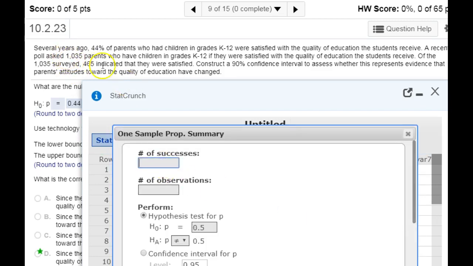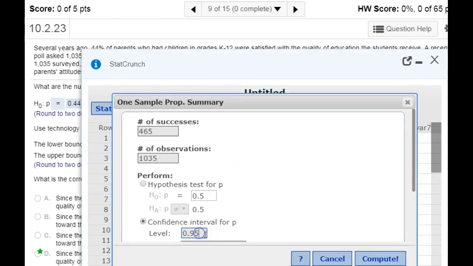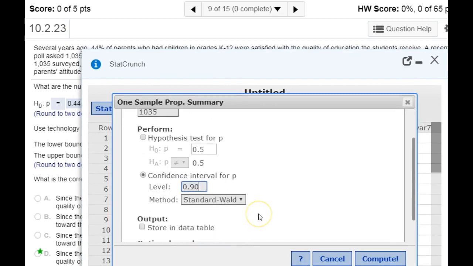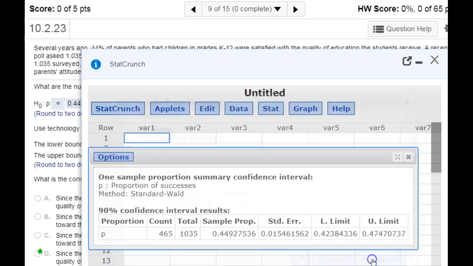So type in the number of successes, people who were satisfied out of the total survey, and the number of people in the survey. And we actually want to build a confidence interval in this problem. So we select our level of confidence, and we're going to hit compute. So it gives us then the lower and the upper bounds of our confidence interval.